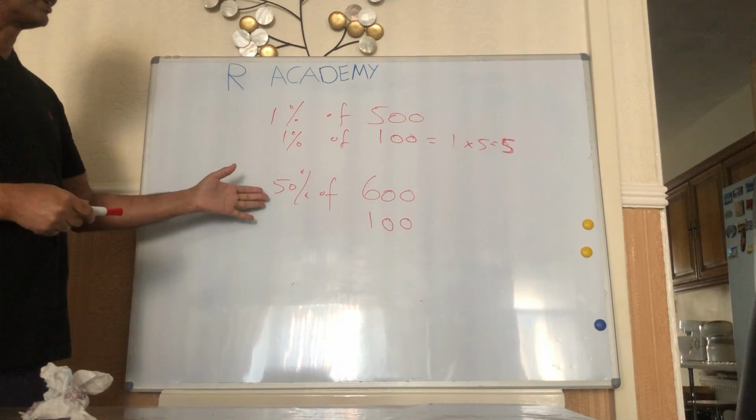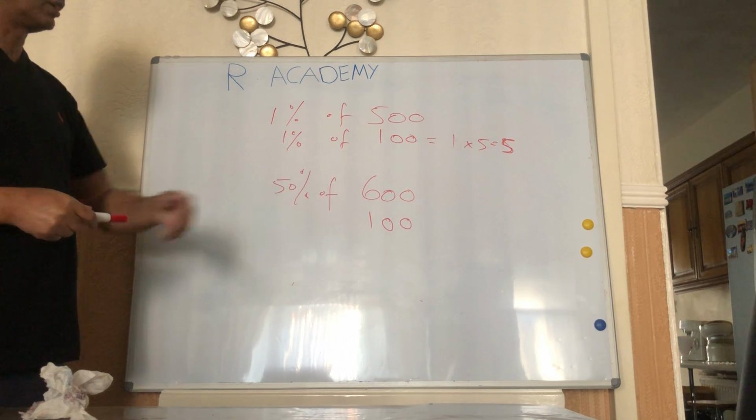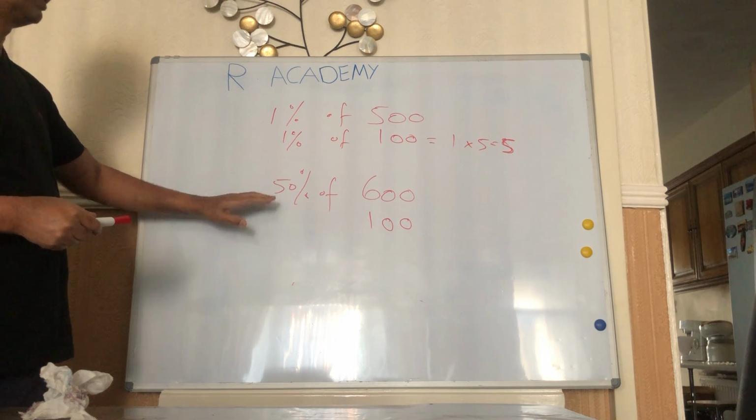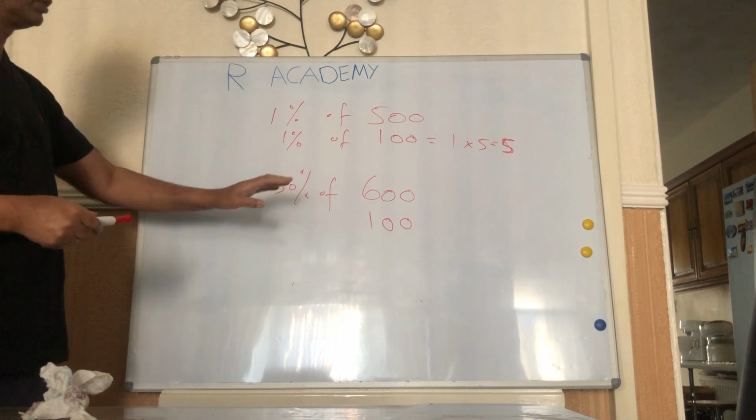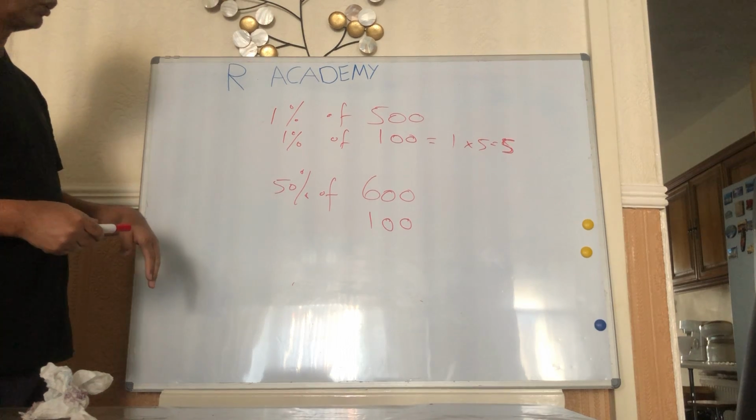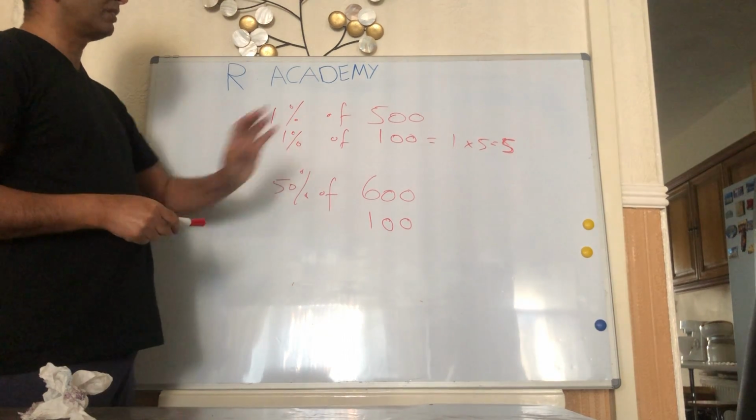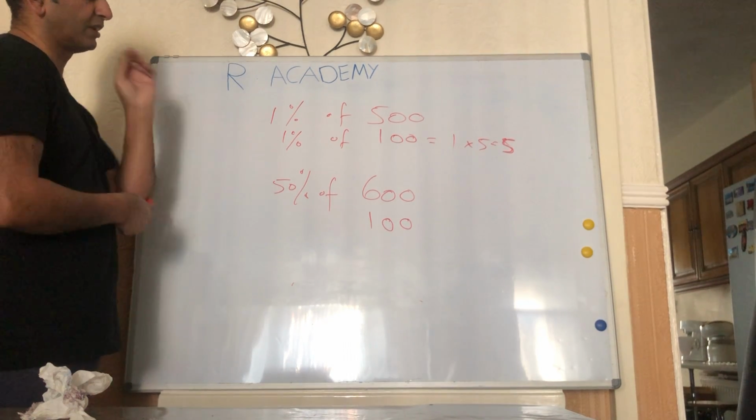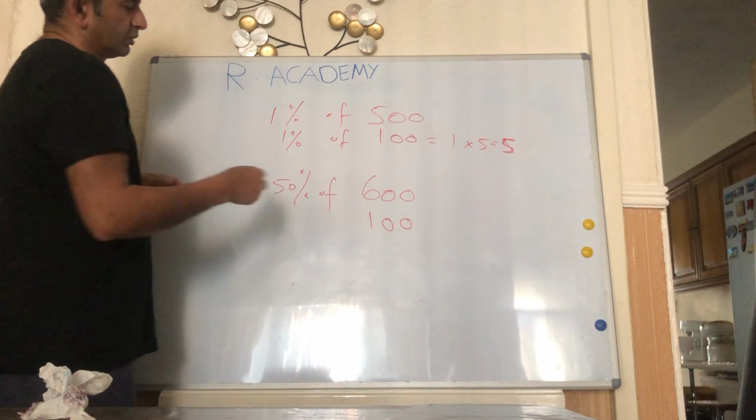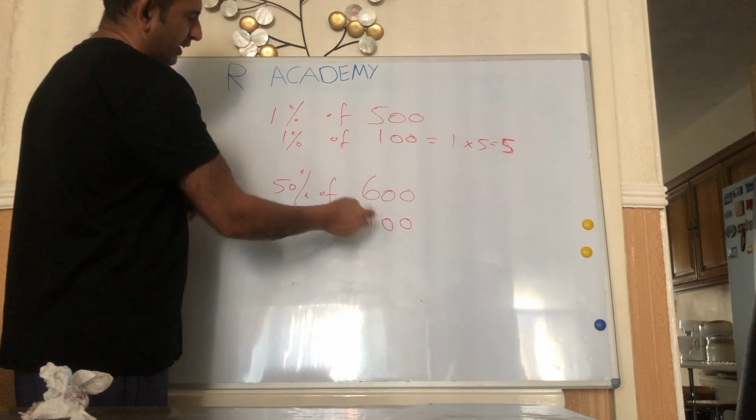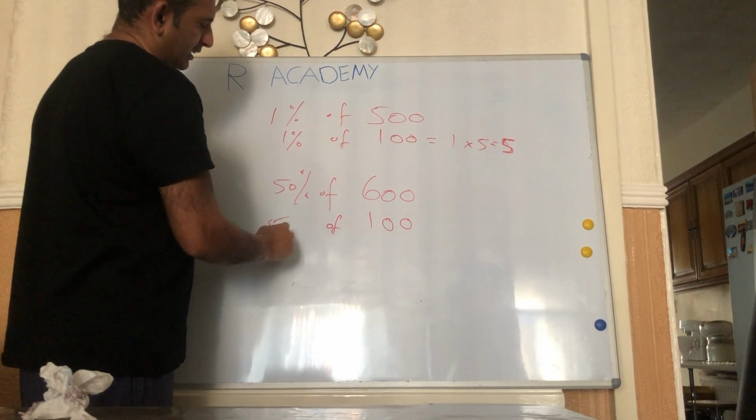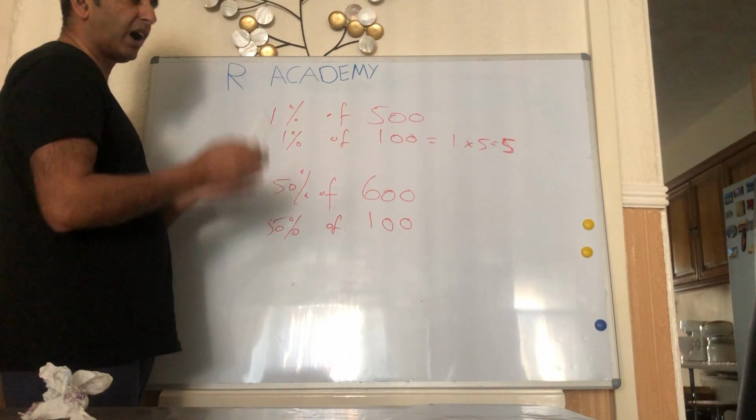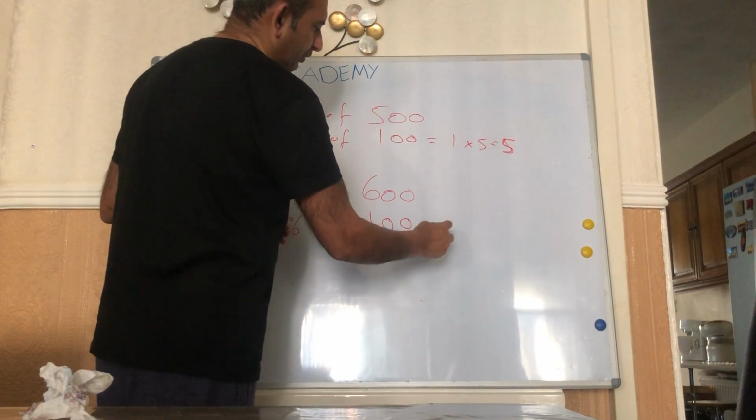Same thing with this one, it says 50% of 600. Because there's a larger number here, you can bring it down to 10%, work it out and times it by 5. Or you can bring that one down to 100 and times it by 6. So let's do it one way and then try the other way. You should get the same answer anyway. So if we bring it down to 100 and say 50% of 100, that would mean half of 100, and that would equal 50.